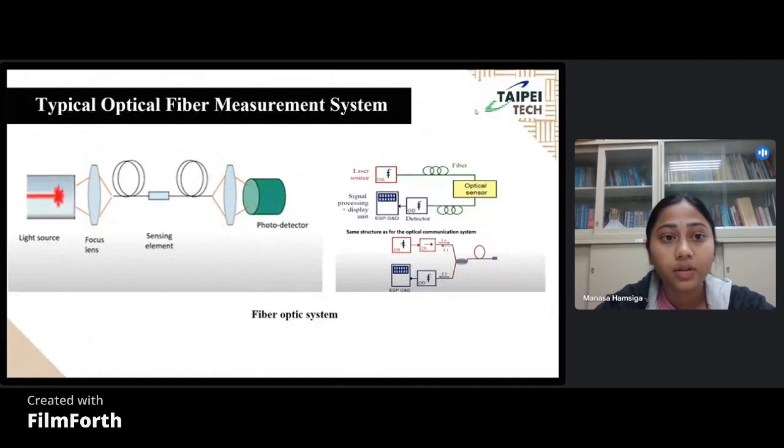This is a typical fiber optic measurement system. Here, there is a light source whose light passes through the focal lens and moves through the fiber optic sensors, and is detected by the photodetector. Here, a sensing element is placed between the focal lens and the optical fibers.